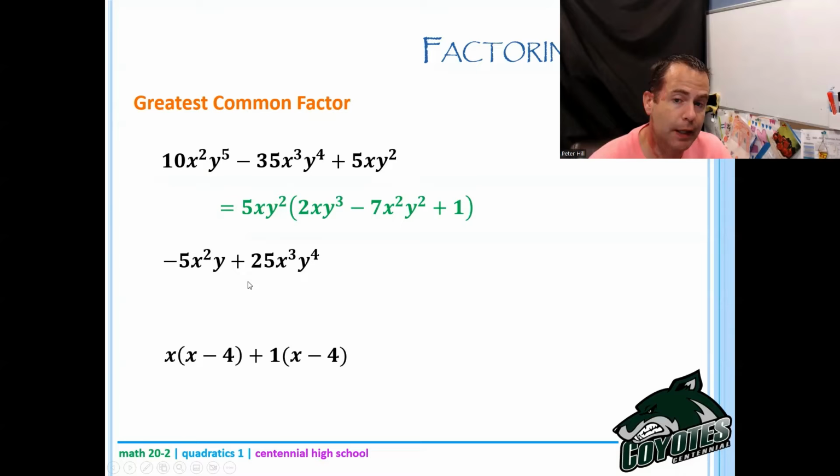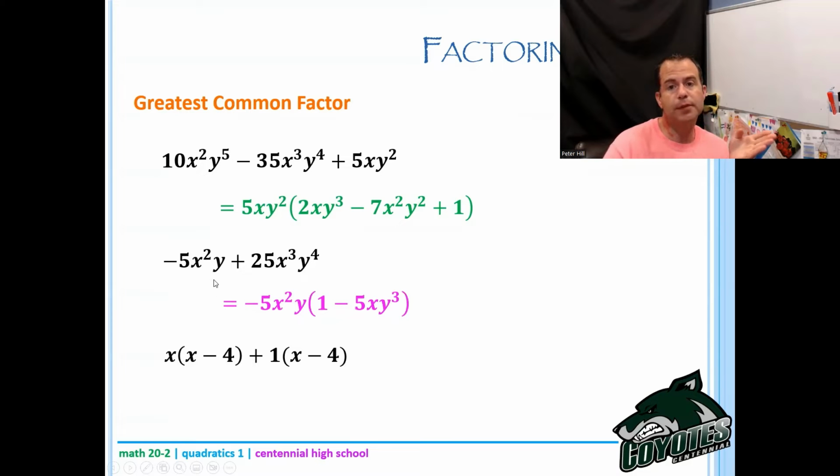Take that out, and I'm going to be left with 1 minus, when I take 25 and divide by negative 5, just be careful of that. That's going to change the sign. So that's going to be negative 5, right? That's why I said minus. Then we have x cubed divided by my x squared, so that'll be x. And y to the 4 divided by y will give me y to the 3. So I end up with negative 5 x squared y times 1 minus 5xy cubed. Okay. All right, this next one at the bottom here is kind of fun.